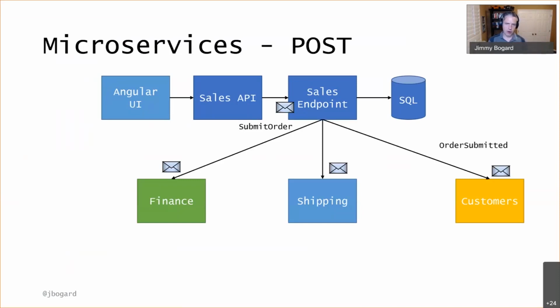So at this point, I'm going to publish a message out to multiple subscribers. I've got finance subscribing, I've got shipping subscribing, and I've got customer subscribing. And they're all subscribed to the order submitted event. Now, in each one of these, they're going to perform their own business logic to do their stuff.